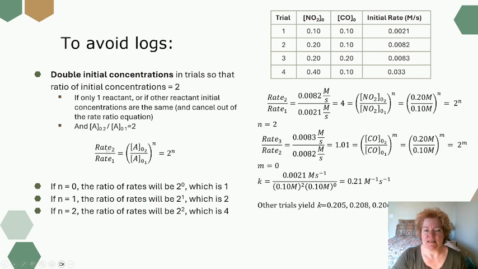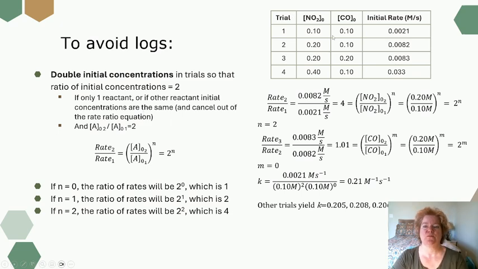Now this is easy. The ratio of the rates, I get a number, but if n is 0, 1, or 2, the math is easy. If n is 0, 2 to the 0 is 1, so the ratio of rates would be 1, or unaffected. If the order is 1, 2 to the 1 is 2, so the ratio of rates would be 2, it'd be doubled. And if the order is 2, 2 to the 2 is 4, so the rate would be quadrupled. So this is typically how we will run the experiments.